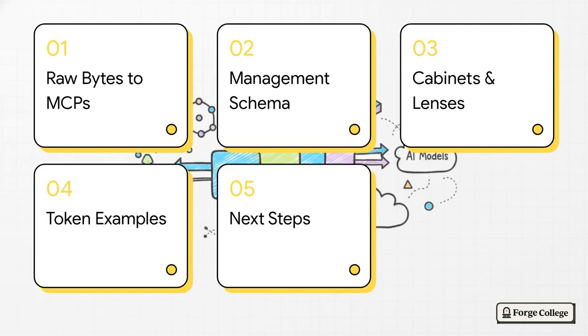Here's our blueprint for today's explainer. 1. From raw bytes to MCPs. 2. The data management schema. 3. Filing cabinets and lenses. 4. Real-world token examples. And 5. Next steps for implementation. Let's get right into it.